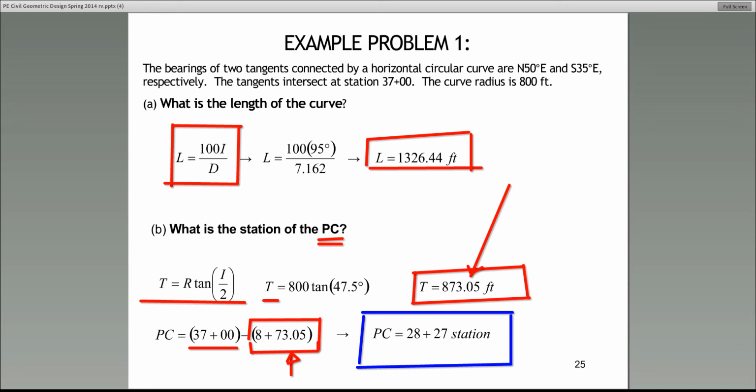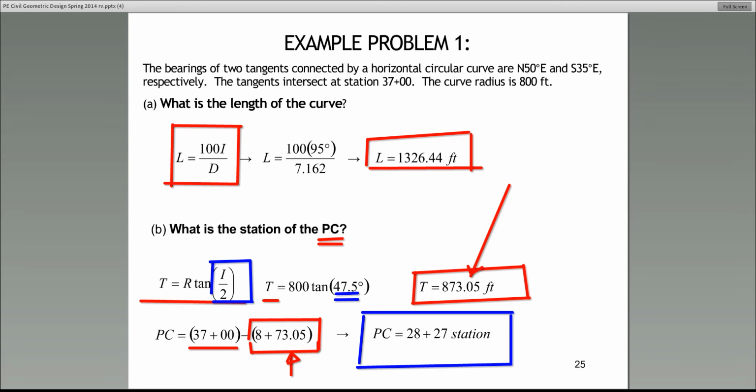C.I.A is asking where does 47.5 come from? Shanna, 47.5 is I over 2. It's I over 2, and I showed you on the previous slide, the intersection angle is 95 degrees, so I over 2 is half of 95.